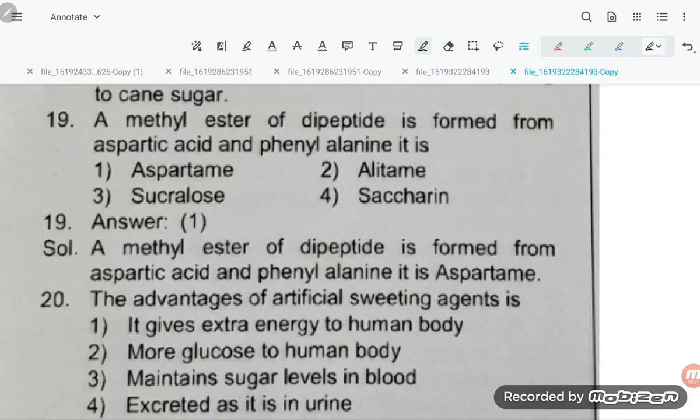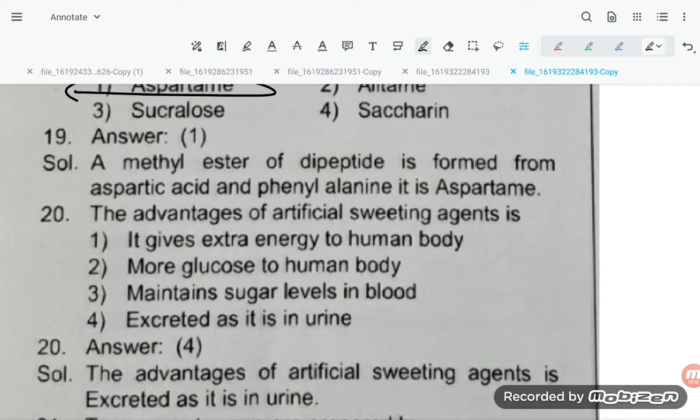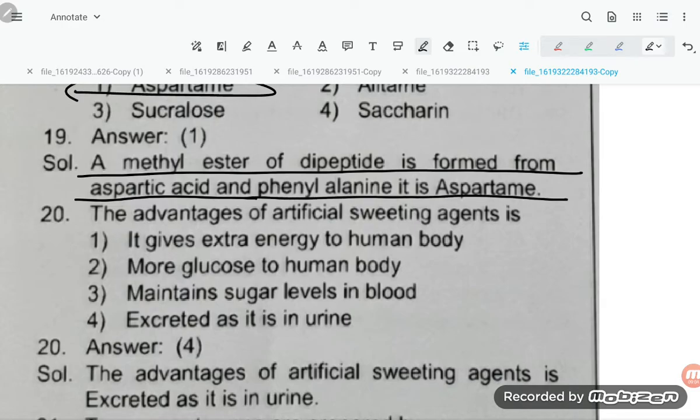A methyl ester of the dipeptide formed from aspartic acid and phenylalanine is aspartame. Option number 4: a methyl ester of a dipeptide formed from aspartic acid and phenylalanine, that is aspartame.